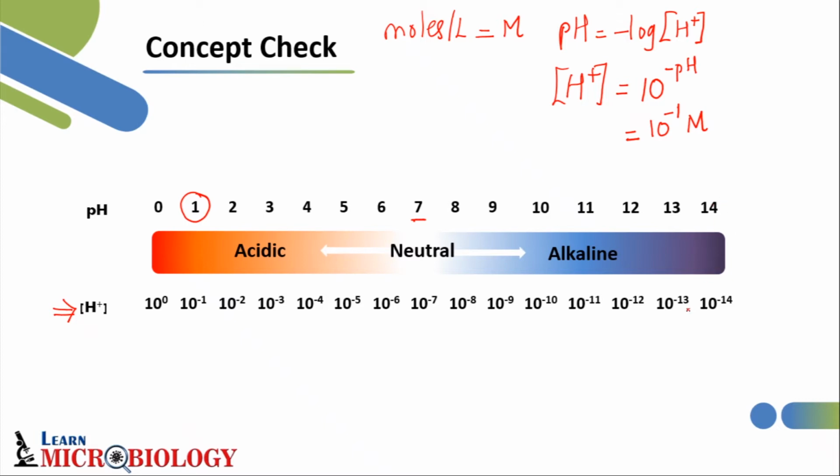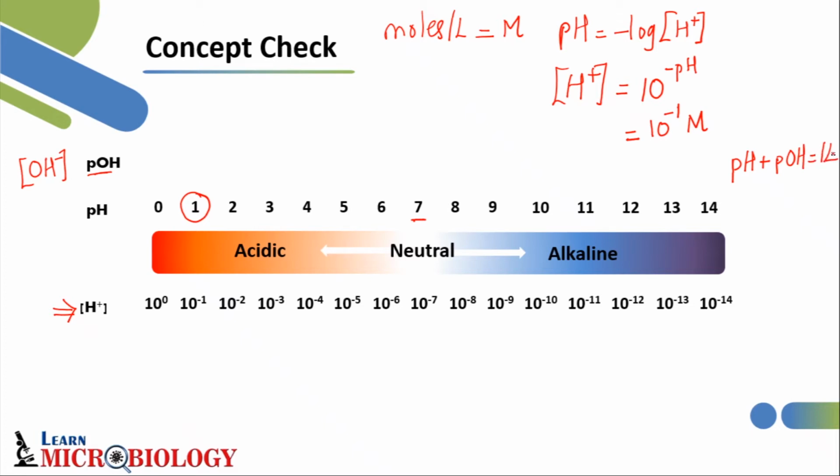Another term is pOH. Similar to pH, you can also calculate pOH. For that, you need the concentration of hydroxyl ions. You can also calculate the pOH value from the pH value. How to do that? For that, you have another formula, that is pH plus pOH equals 14.